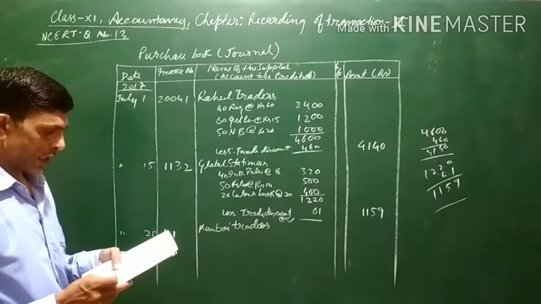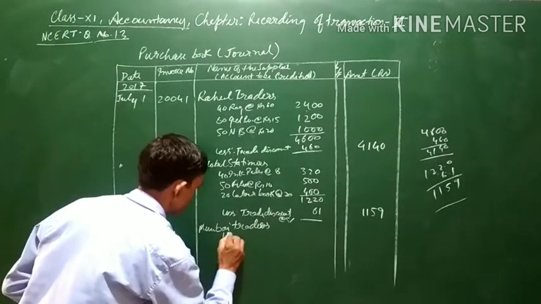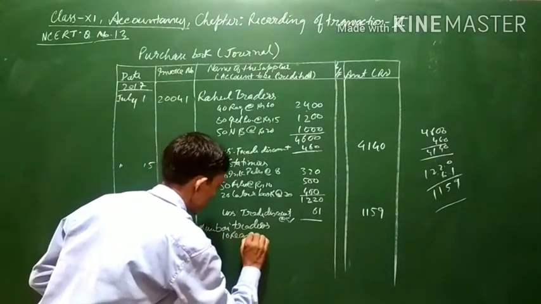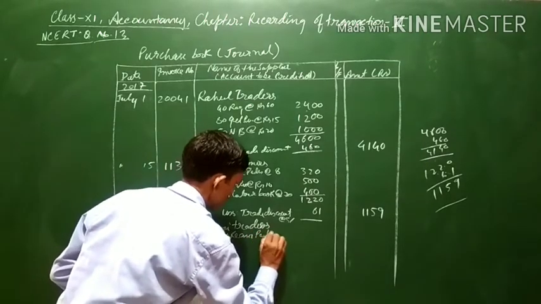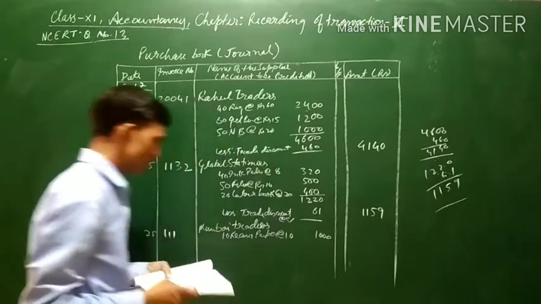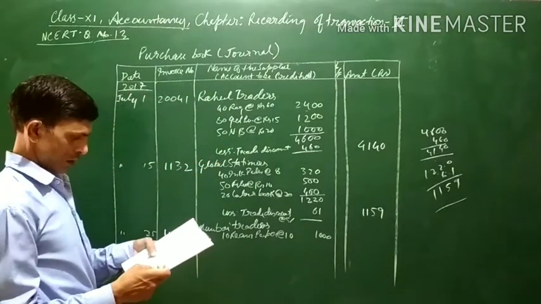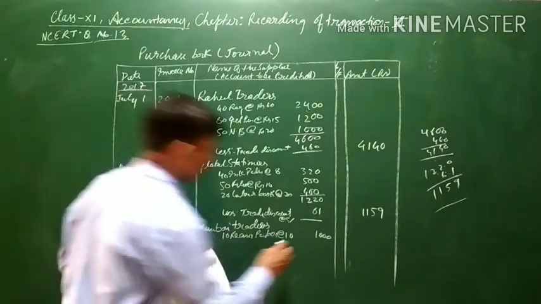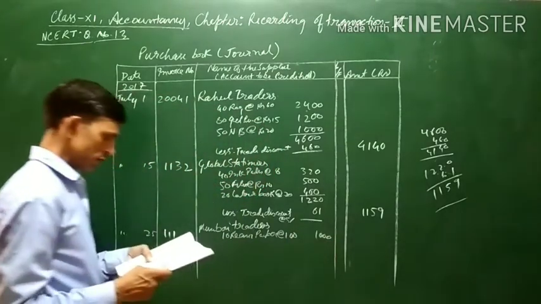What are the things? 10 ream paper at the rate 100 each. It will come to 1000.